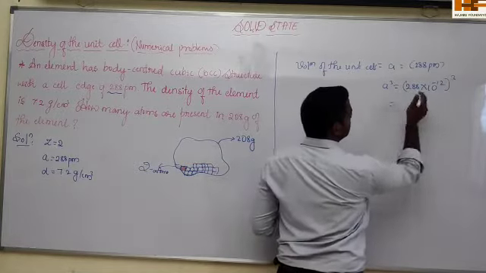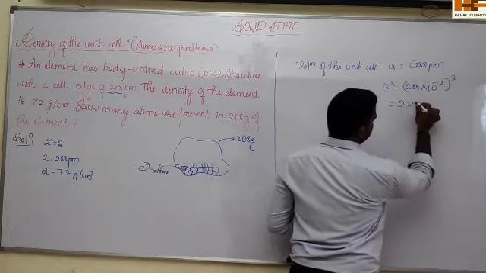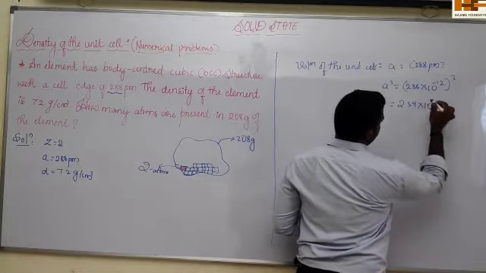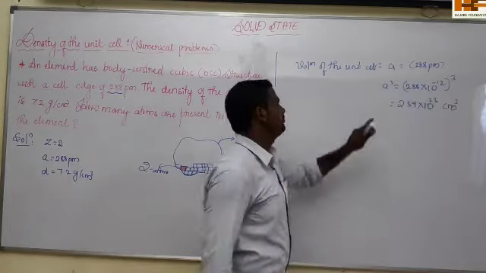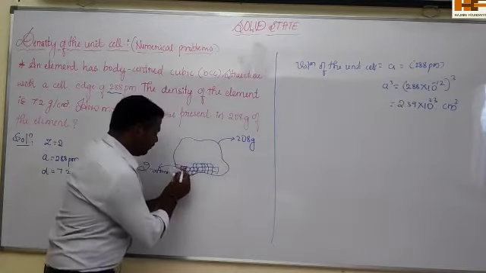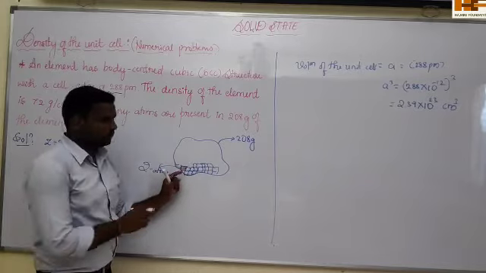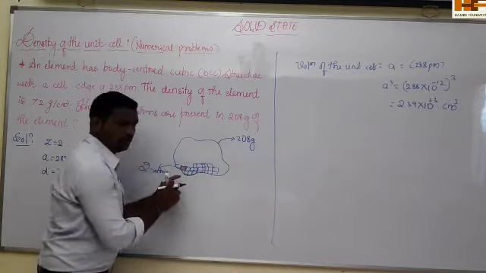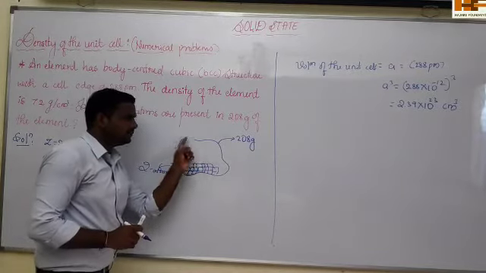So now this will become 2.39 into 10 to the power 23. That is nothing but the volume of the unit cell. Now I got the volume of one unit cell. So now if I go on arranging this one, how many unit cells are present in this volume?